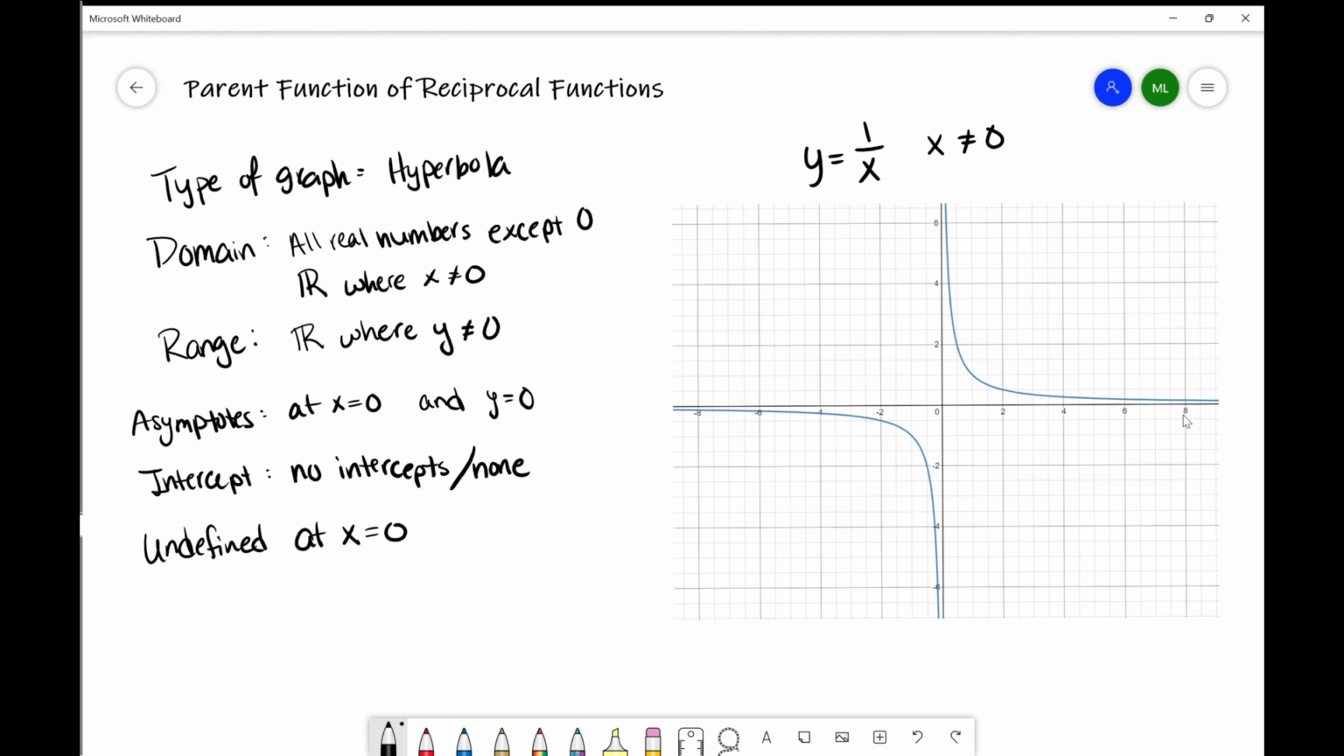So this is an analysis of what the parent function of a reciprocal function is. I know, very big words, but we just went over what y equals 1 over x was.